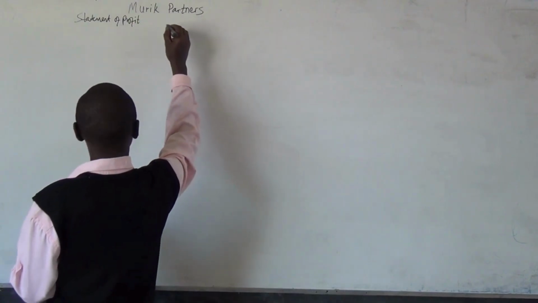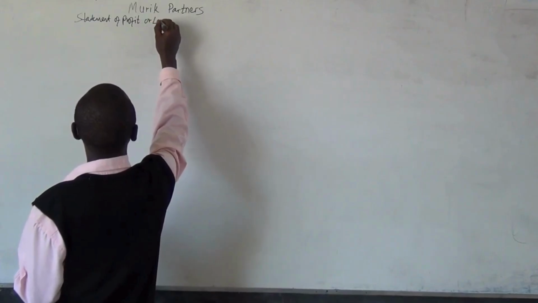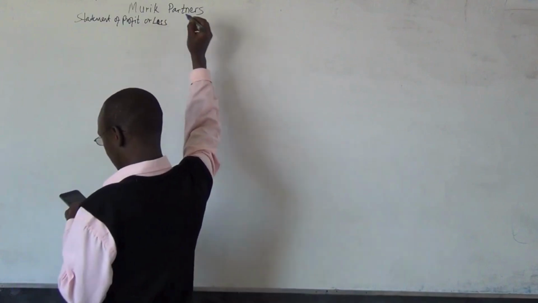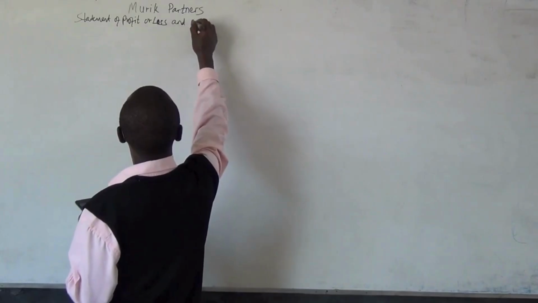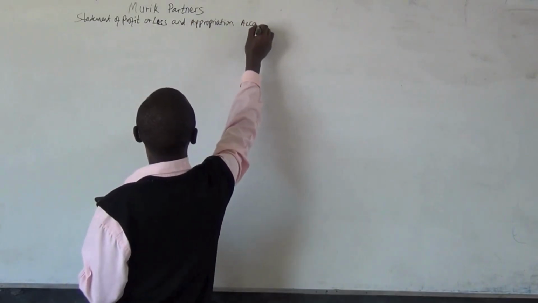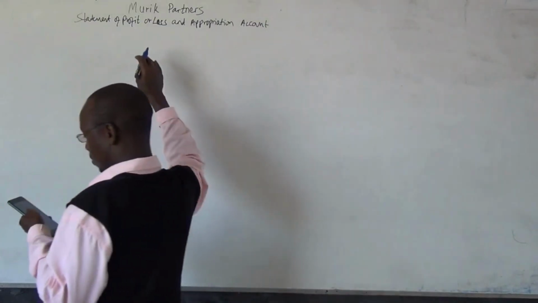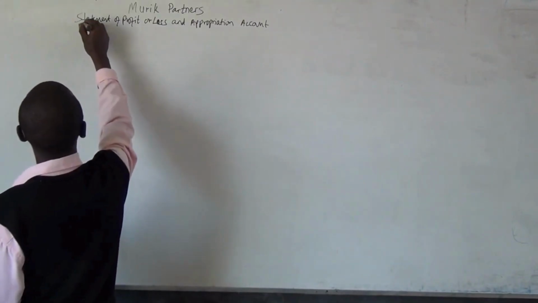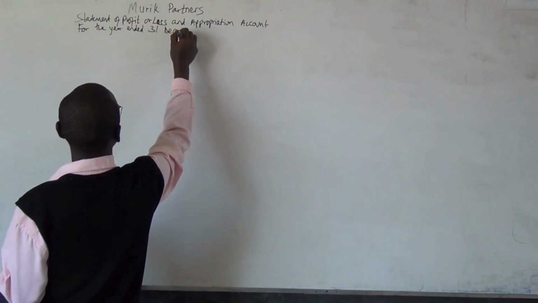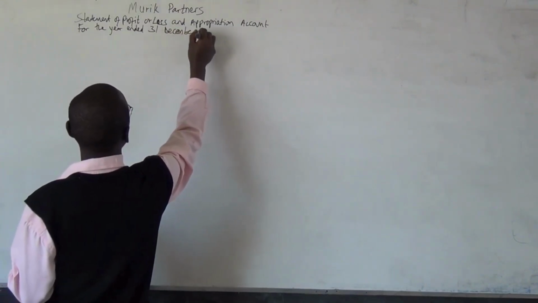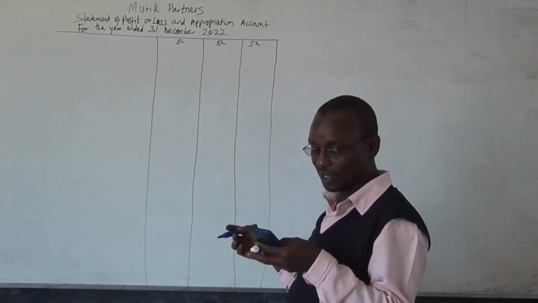Statement of profit or loss, and we get either one, we don't get both, profit or loss and appropriation account. So this one should be captured like that very clearly, for the year ended 31st December 2022. So we start with the sales.